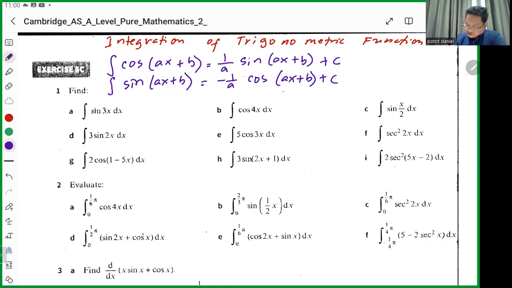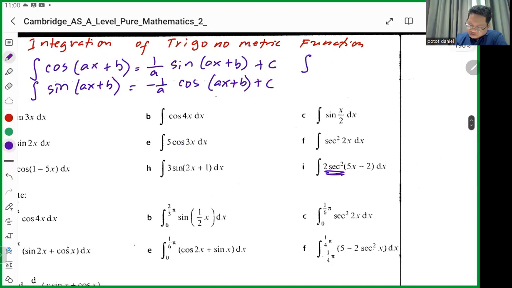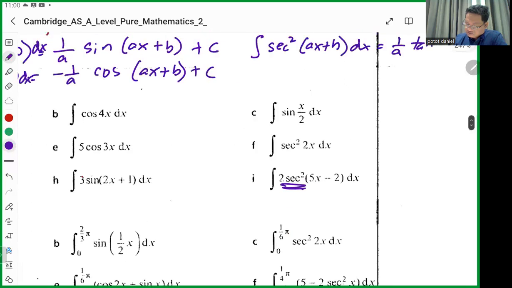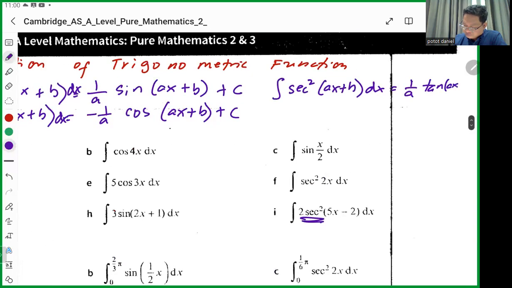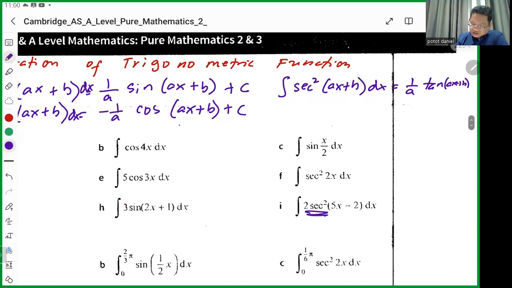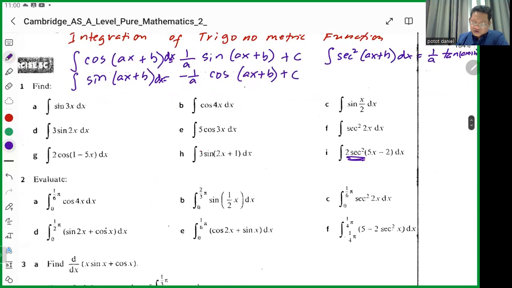While the other one is the integral of secant squared of ax plus b dx, by the way, I forgot the dx, is equal to 1 over a tangent of ax plus b, plus c. So these are the formulas that we're going to use. Let's try to use these formulas to answer the following questions.